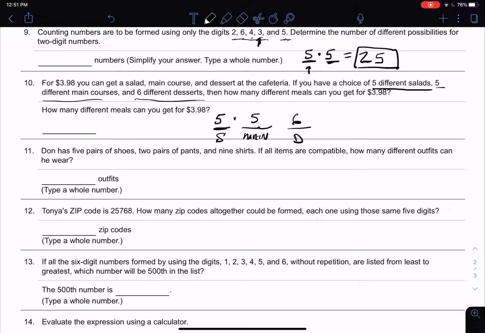Once again, this is the fundamental counting principle, and you can multiply those up. You could also make a tree diagram. Again, five branches there, and each one of those five branches has five branches, and each of those has six branches. So this is multiplication: 5 times 5 times 6, which is 150 different meals you can get for $3.98.